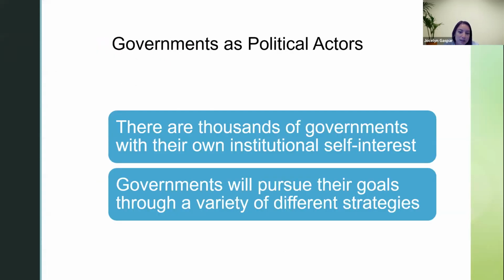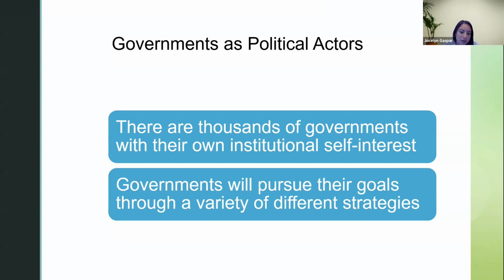So the article begins by calling governments political actors. And she points out that in the US, there are thousands of governments, each with their own institutional self-interest at hand. And because there are thousands of governments with their own interests, local governments will defend and pursue their goals through a variety of different strategies. So this again ties into governments not being static and using strategies that benefit themselves. And by using a variety of different strategies to pursue their goals, local governments have increased their power to borrow funds and invest it, even with the limitations of state and federal governments.